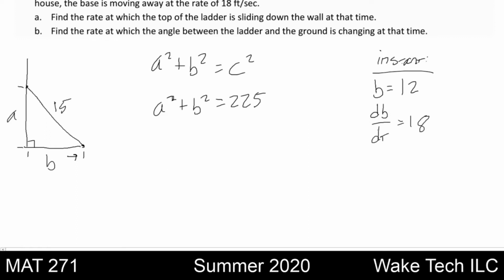So how can I substitute the 12, and how can I substitute this 18? Well, I noticed db/dt, that kind of gives us a hint that we need to take a derivative. And after you take a derivative, that's when you can substitute your instant values.